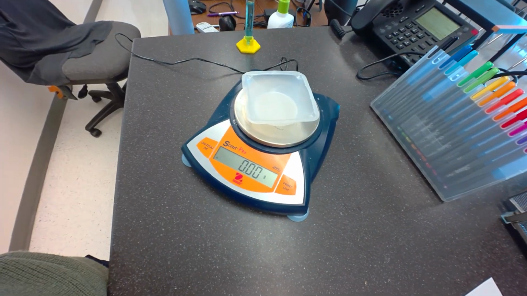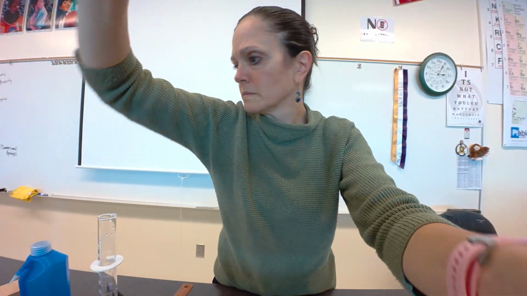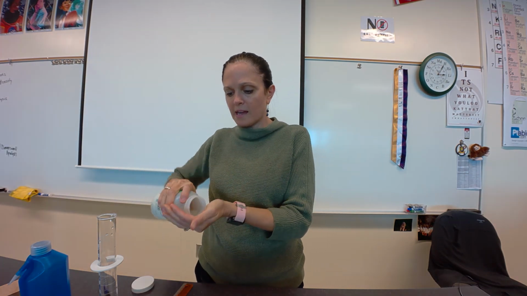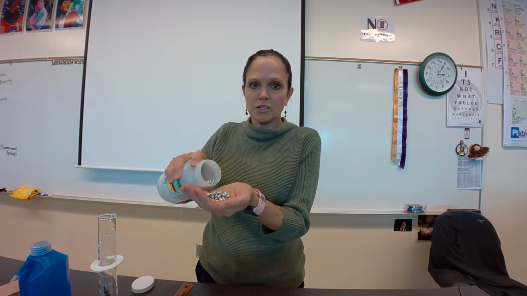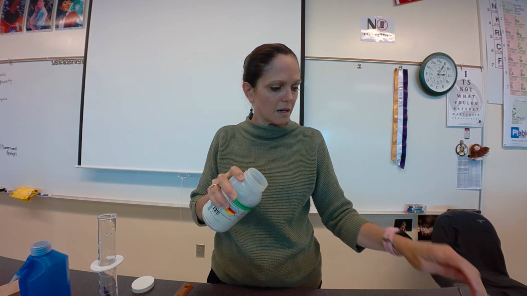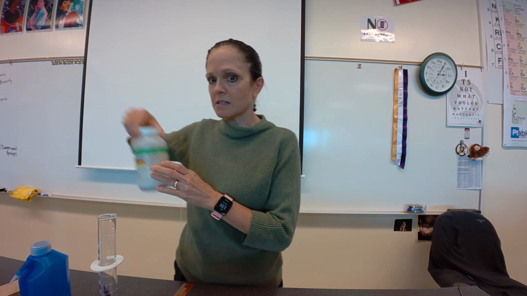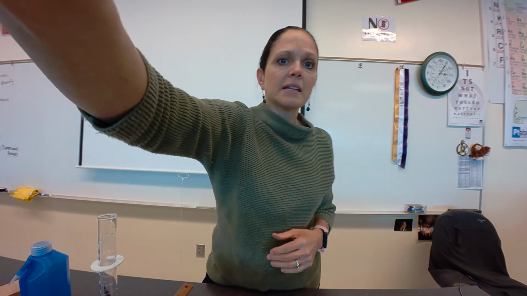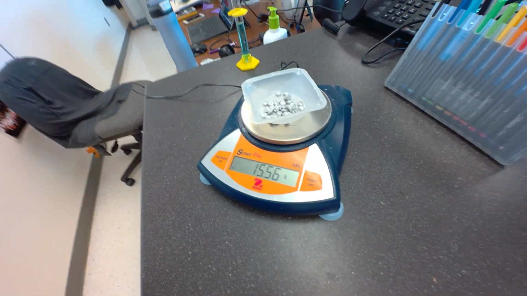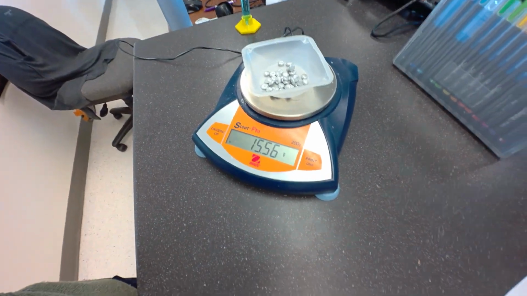Now we can grab a handful of shot and put it in here. So I am going to grab a handful of shot. I'm going to show you what it looks like. We're going to put it here on the balance, and we're going to get the mass of that shot. So the mass of that shot is 15.56. So we're going to write down 15.56 for the mass.